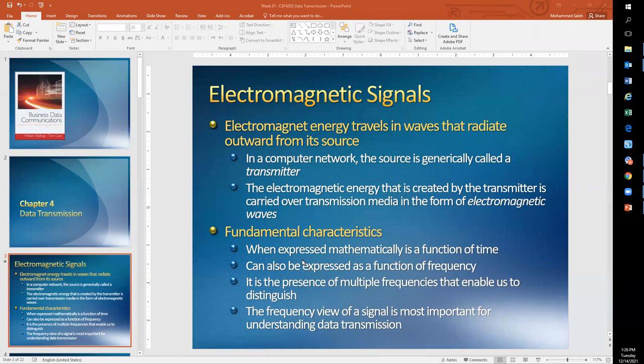And it is the presence of multiple frequencies that enables us to distinguish between frequencies. So here in telecom, we are studying the frequency view of signal.